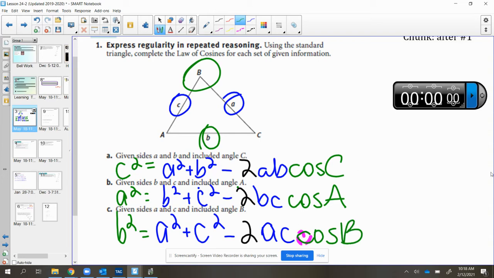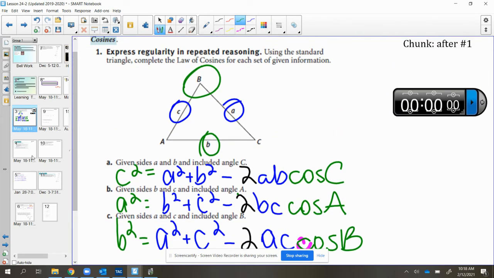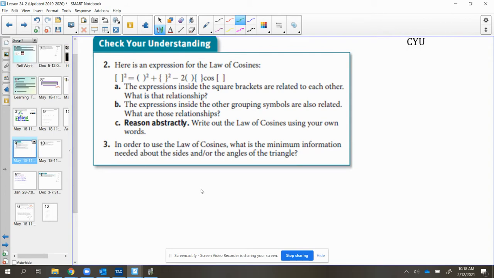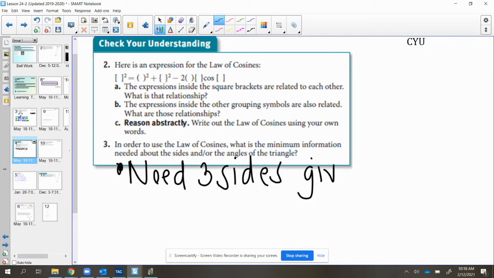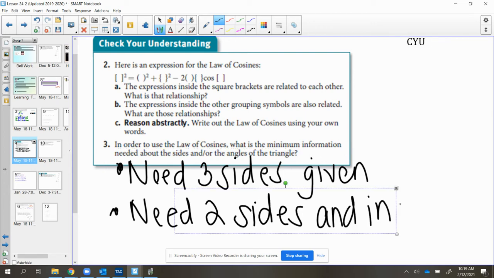So basically, what has to happen each time? We are going to use the law of cosines when we are given two things. And this is actually the last question on number 3: what has to be the criteria to use this? You either need all three sides given, and you're going to be looking for one of the three angles, or you need two sides and the included angle, so the angle in between them.